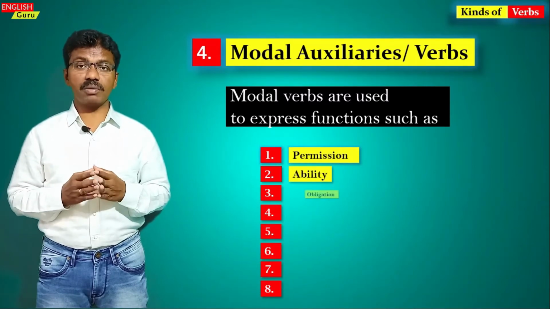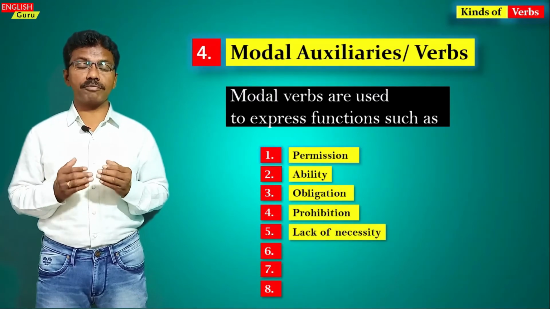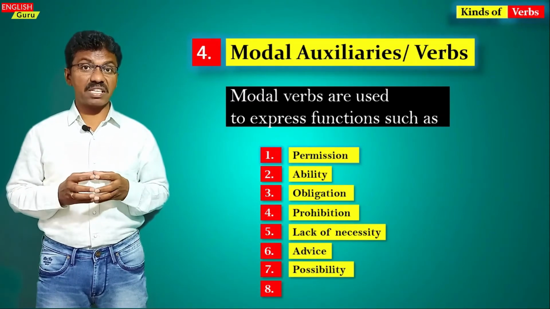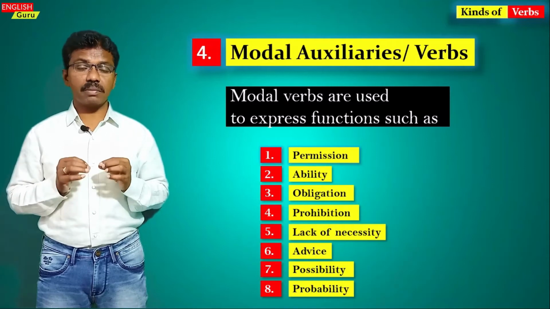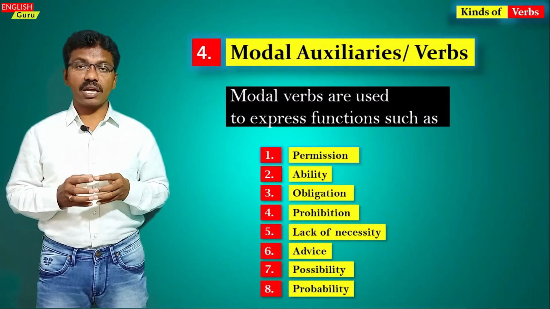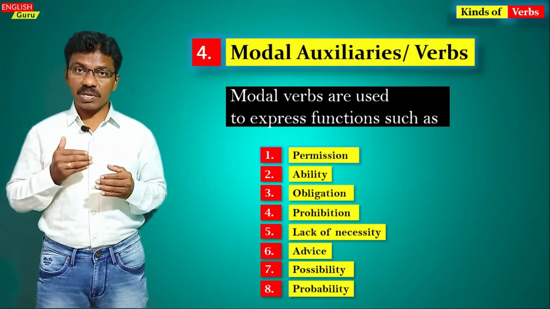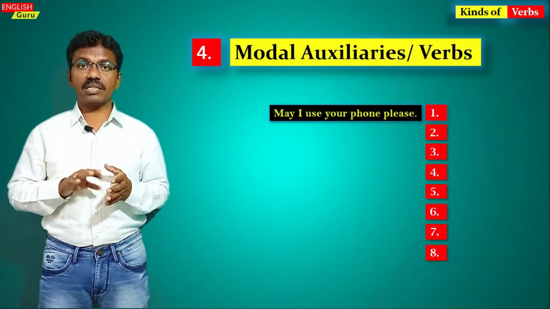permission, to ask permission. Number 2, to denote the ability. Number 3, obligation. Number 4, prohibition. Number 5, lack of necessity. Number 6, advice. Number 7, possibility. Number 8, probability. And these are all the different general functions that are expressed by modal auxiliaries, and let us see them in a sentence.